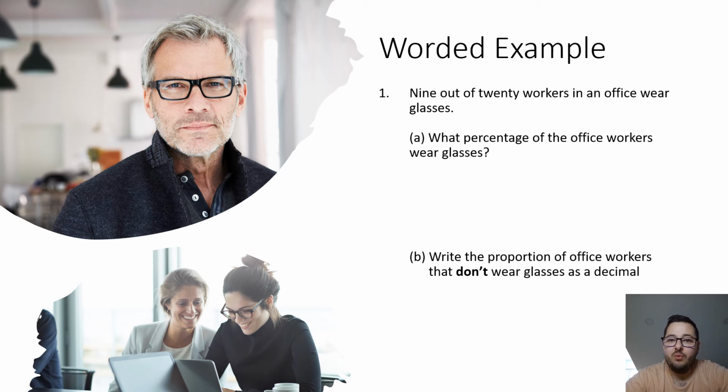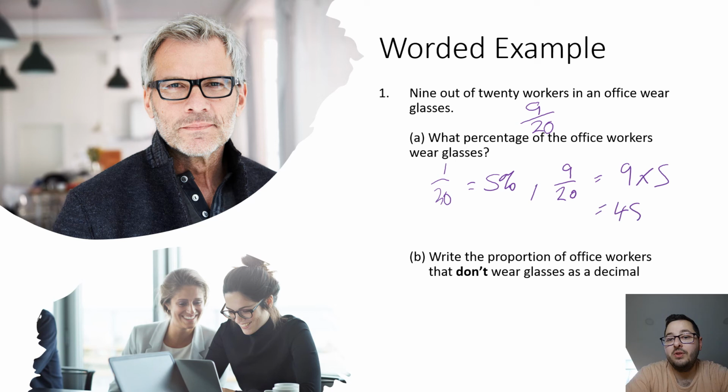So number 1, we've got that 9 out of 20 workers in an office wear glasses. And part A says what percentage of the office workers wear glasses. So we want, let's just write this as a fraction, 9 out of 20. So we know from our table that 1 out of 20 is 5%. So 9 out of 20 is going to be 9 times 5, which is 45%.